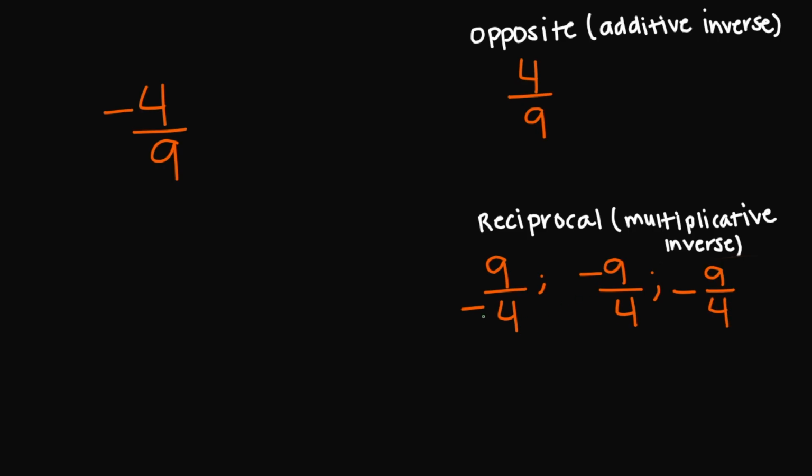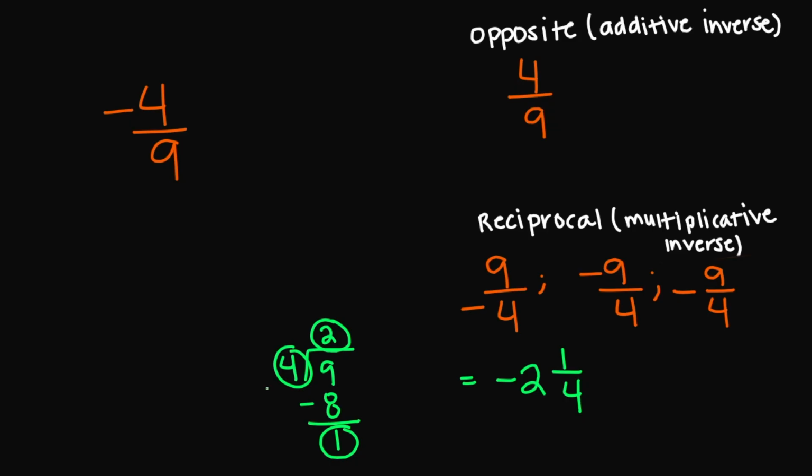And because this is an improper fraction, if I were to turn it back into a mixed number, 4 goes into 9 2 times. 4 times 2 is 8. 9 minus 8 is going to be 1. So as a mixed fraction, if you are going to convert this back into a mixed fraction, you're going to get negative 2. This is going to be your whole number. And then 1 over 4. So the number 1 here is going to be your numerator. And then 4 is going to be your denominator. So this is your mixed fraction here. This is your improper fraction here. And then this is your opposite.